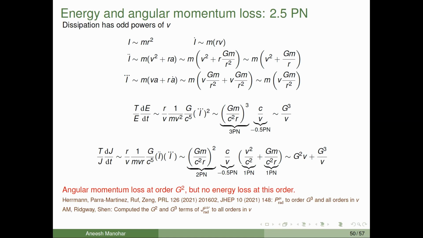If you do the same thing with one I double dot and one I triple dot, you get two kinds of terms: a term which is G² v and a term which is G³ over v. Both are 2.5PN because the v² counts like a G. So if you look at order G², you can see you're getting angular momentum loss at order G², but no energy loss at order G². Energy loss starts at G³. And then at order G³ over v, you get both.